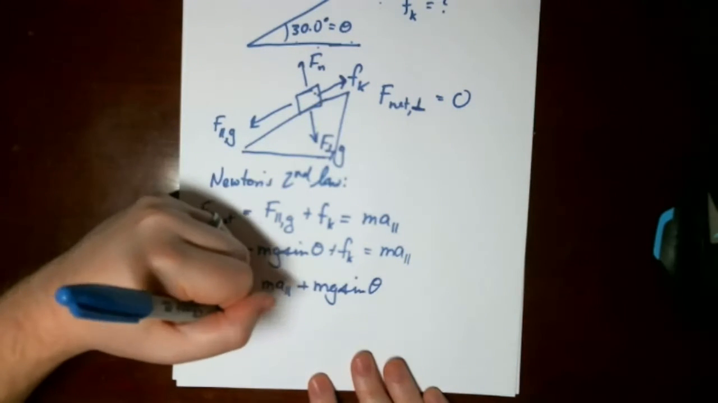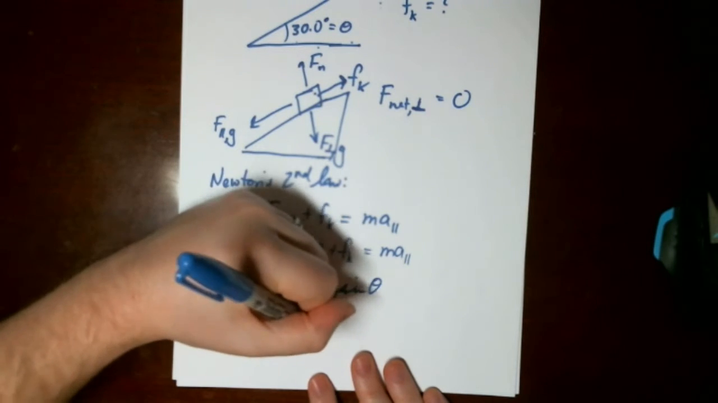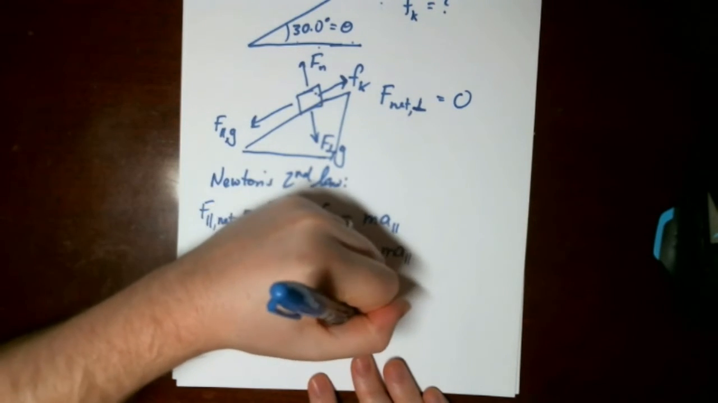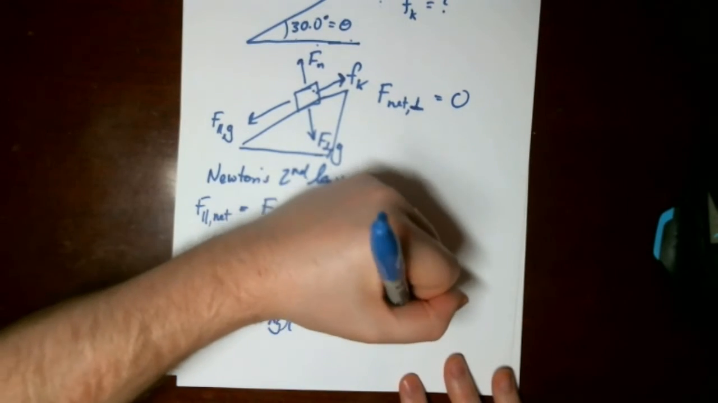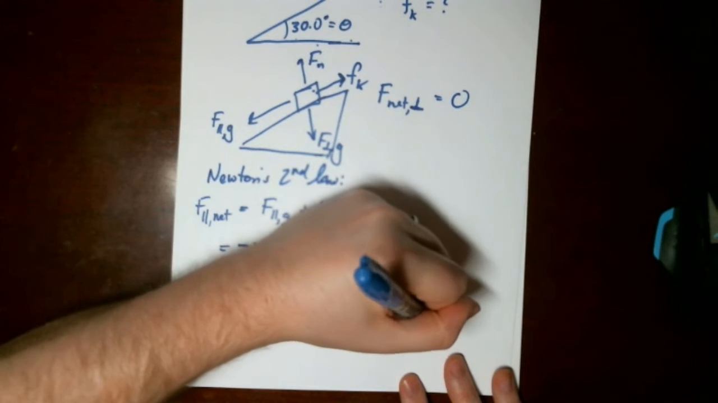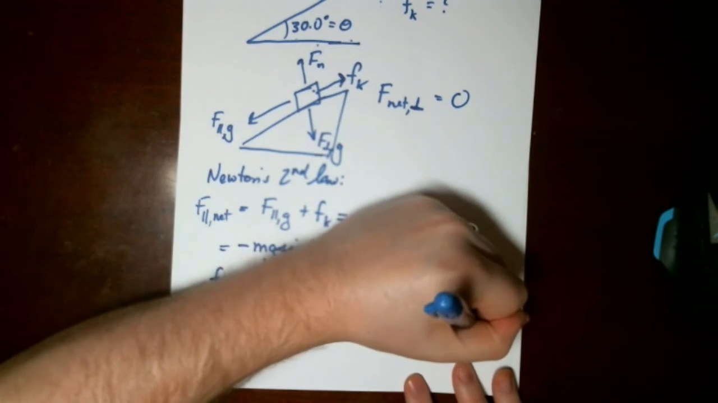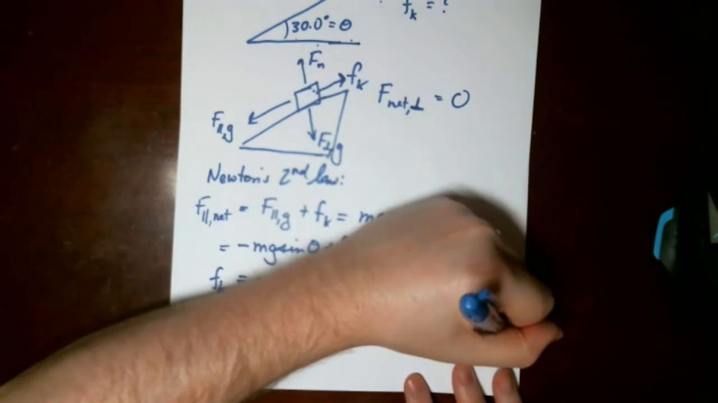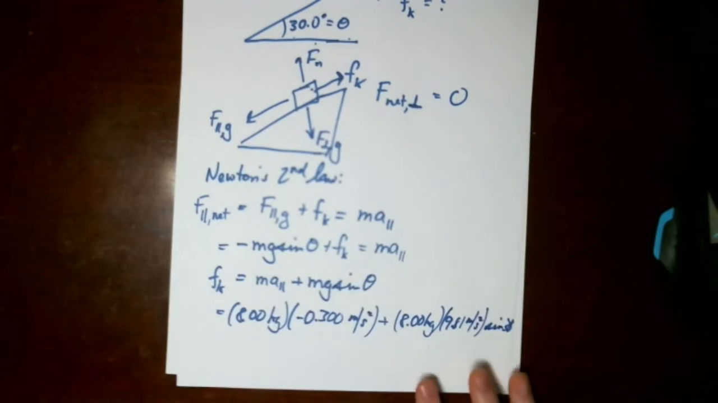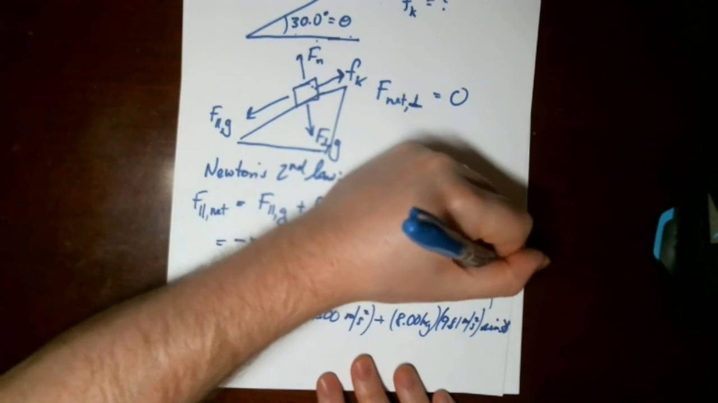And when we plug numbers in, we have an 8 kilogram box. We have a negative 0.3 meters per second squared acceleration plus 8 kilograms times 9.81. I'm running out of space again. And I'll just throw sine 30 in there, kind of cramped at the end. Sorry.